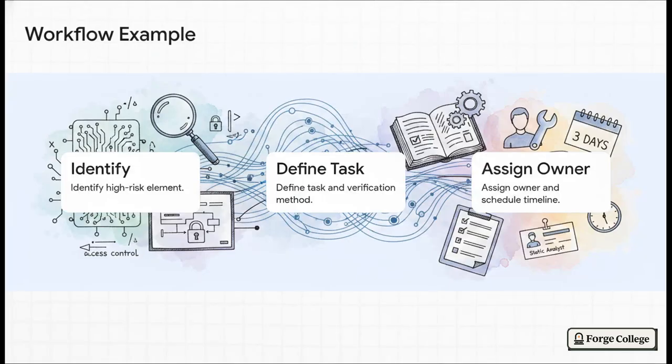Let's actually look at how this plays out in the real world. Say we're auditing an upgradable token system. Step 1, you identify a high-risk element, right? Like maybe an access-controlled mint function. Step 2, you define the task and verification method, which in this case might be a thorough static review of the minting logic. And then step 3, you assign the owner and schedule a timeline. So you hand it over to your static analyst, let's say Alice, and give her a strict 3-day timeline. Clean, clear, and absolutely zero ambiguity.